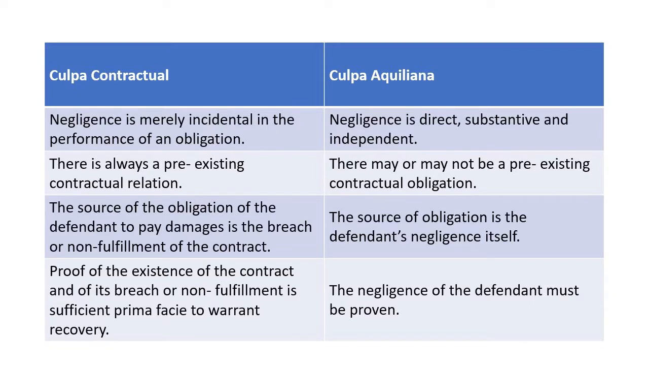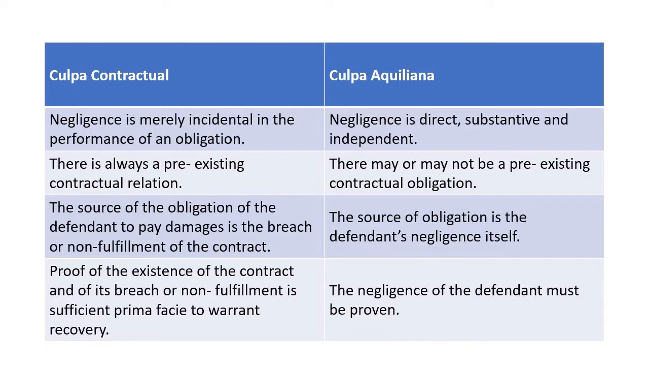There is always a pre-existing contractual relation in culpa contractual, whereas there may or may not be a pre-existing contractual obligation in culpa aquiliana. The source of the obligation of the defendant to pay damages is the breach or non-fulfillment of the contract in culpa contractual, while the source of obligation is the defendant's negligence itself in culpa aquiliana.